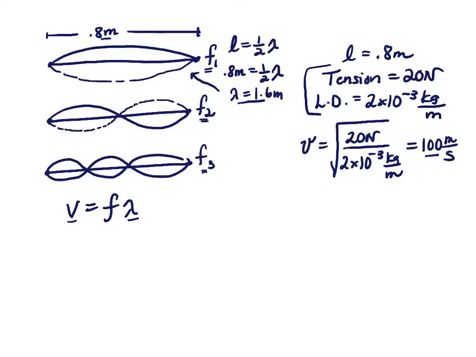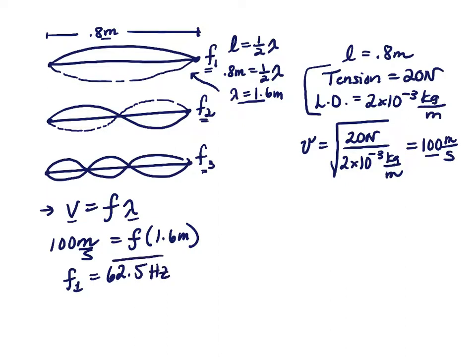Now I'm going to come back to my wave equation over here, and I'm going to put in everything that I have. So I have 100 meters per second, that's my speed, equals the frequency times the fundamental wavelength, which is 1.6 meters. And if I solve for that, I get the frequency of the fundamental or first harmonic is 62.5 hertz. And that's great. So I've just figured out the fundamental frequency for this string by first using the velocity, tension, linear density equation, and then coming over here and using the wave equation. And that's always going to be what you do in problems like this.